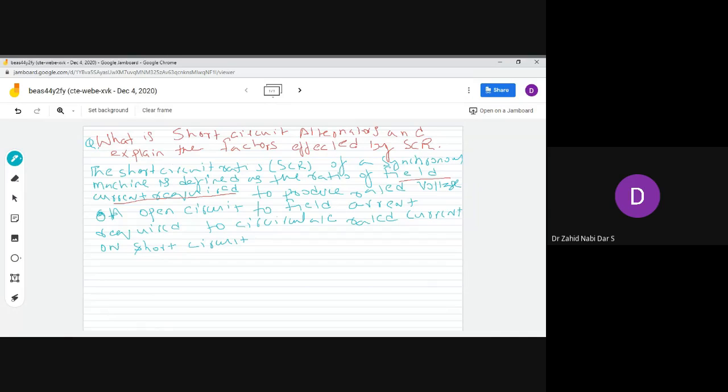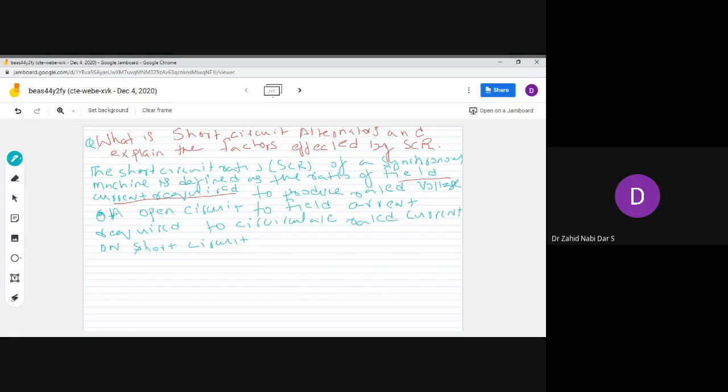Similarly, now if we have to define this short circuit ratio, you have to be a little bit vocal in the class, and you have to give me some inputs.